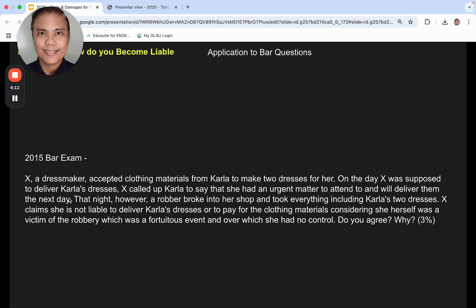The last item here is a 2015 bar exam. There's a dressmaker to make 2 dresses, but here, look at this. On the day X was supposed to deliver, she had an urgent matter to attend and will deliver them the next day. Take note, this already says that on the day there was supposed to be a delivery. So there's a delay. Now, robbers came in. That is a fortuitous event. But since X, the dressmaker, was in delay, there, you could not argue anymore that there was a fortuitous event.